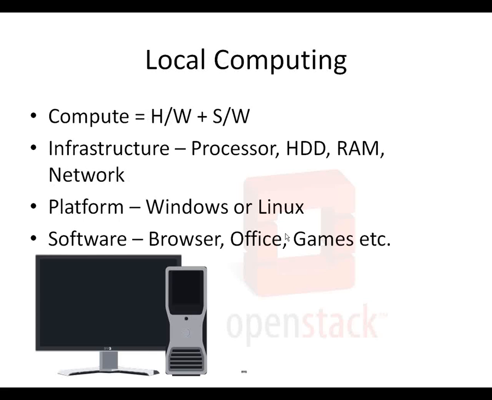Local computing is how we access our PC, which you can see right now. So with compute, you have a grid between the hardware and the software to do your actions. On the computer, three things are required. One is the infrastructure: you have a CPU with the processor, RAM, hard disk, network, etc. Then the platform, the Windows or the Linux running over there, and your software runs over the platform, which is a browser, Microsoft Office, LibreOffice, or some games, etc.